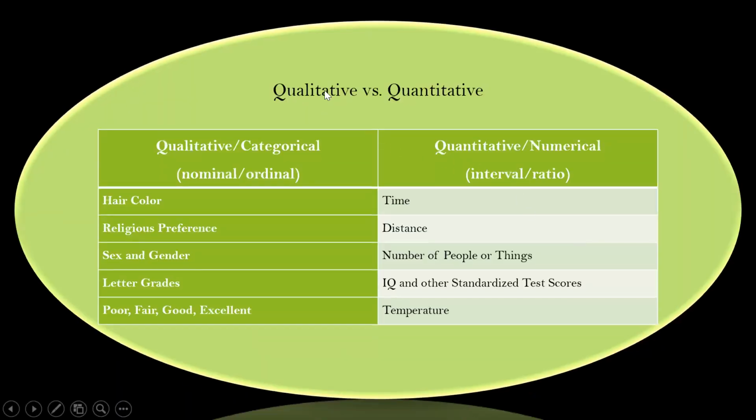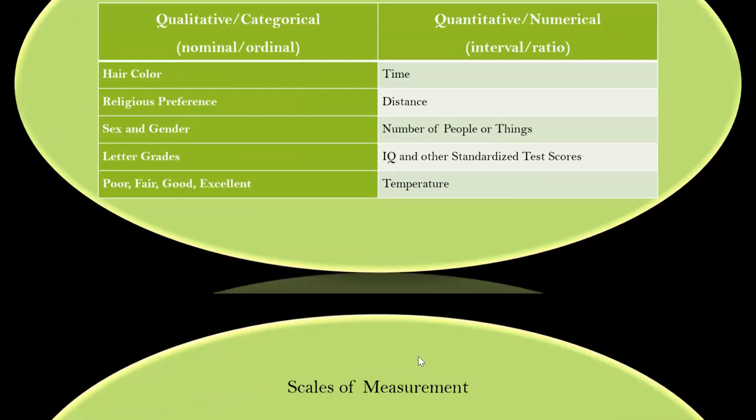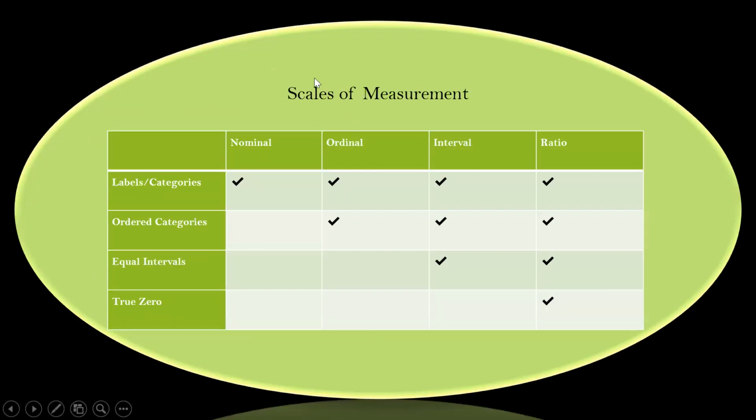So let's take a look at the difference between qualitative and quantitative. And again, you can call qualitative categorical and quantitative numerical. You can use them interchangeably. And qualitative or categorical has to be either nominal or ordinal in terms of the scales of measurement. And quantitative has to be interval or ratio. And these are just examples that I mentioned just a few moments ago. With the scales of measurement, again, we have the nominal, ordinal, interval, and ratio.